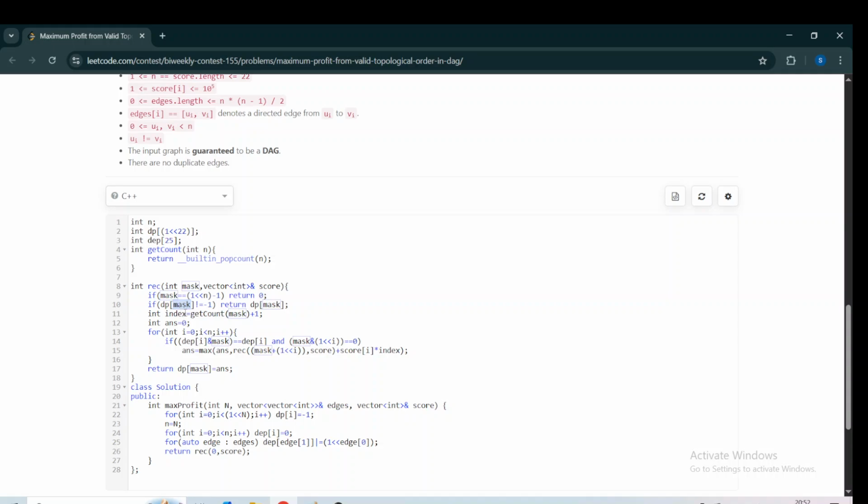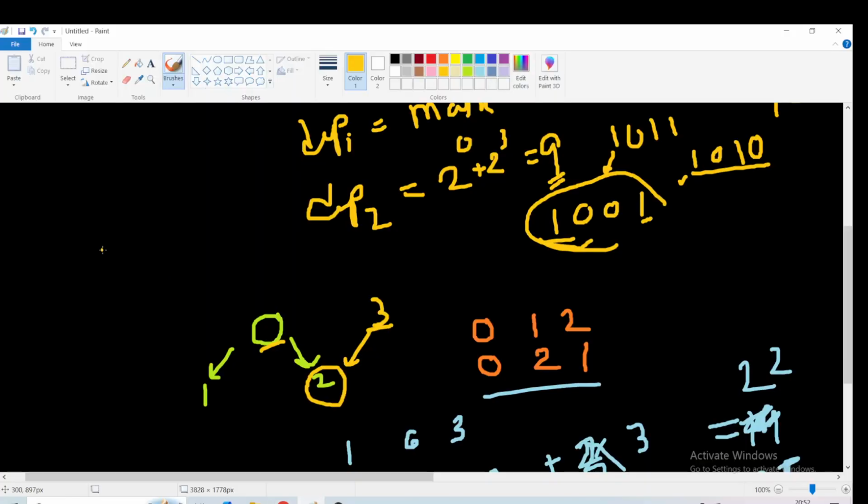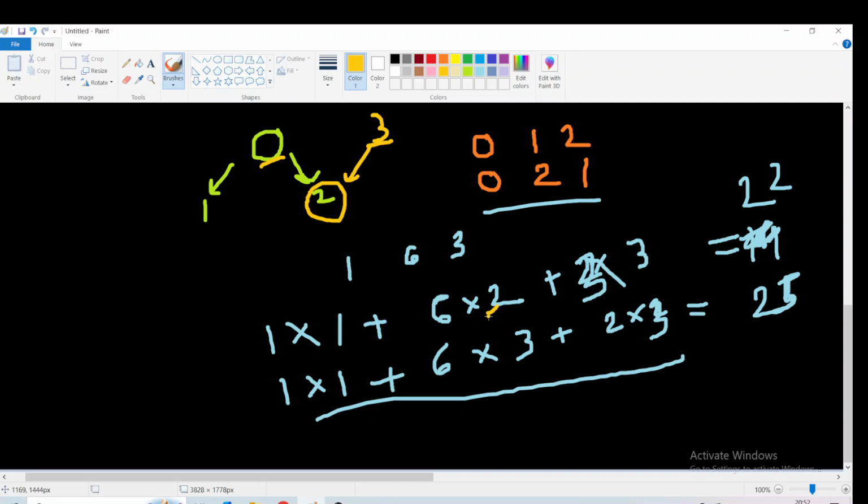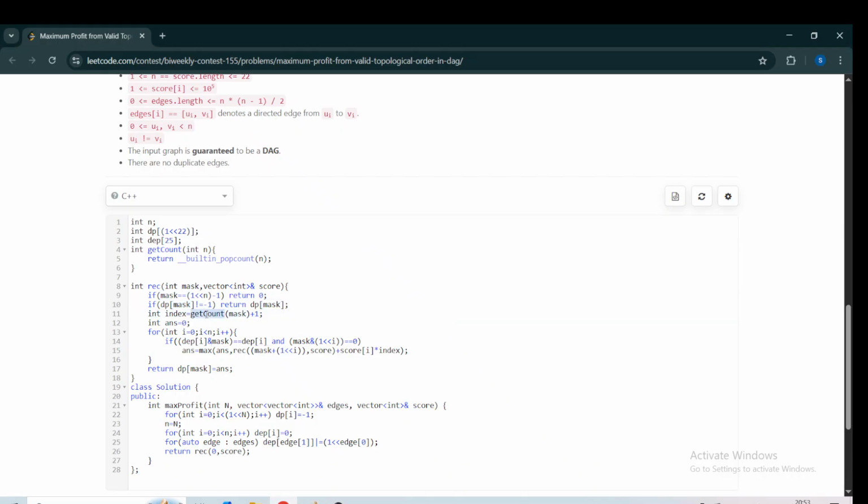Now index means, here we are multiplying by 2. Whenever we are multiplying by 2, that means one bit is set in the mask. If one bit is set in the mask, then the next index will be 2. That's why get count of mask plus 1 will be our next index. Get count gives us the number of set bits in the mask.